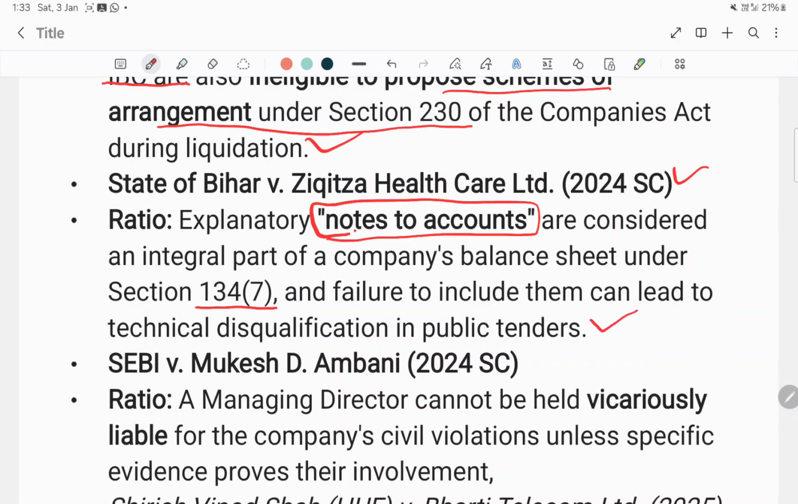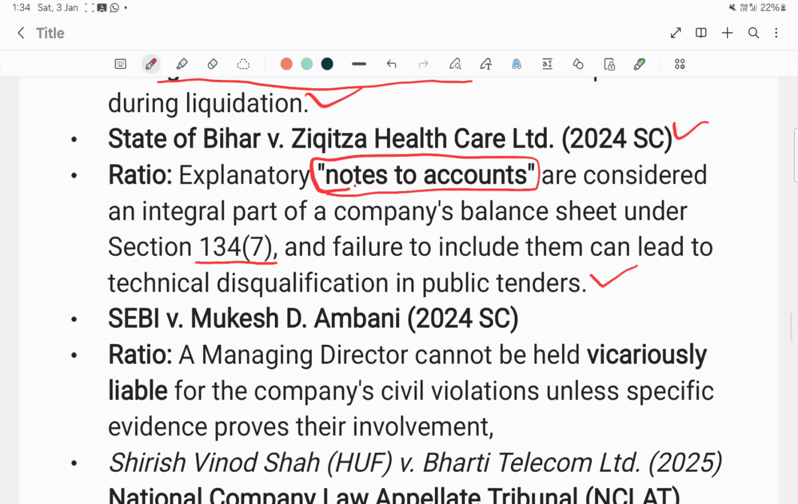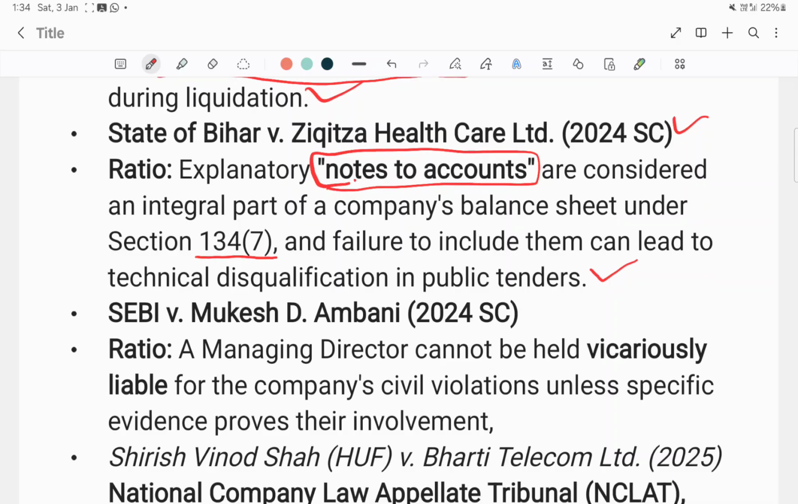So whenever any person wants to get a tender from a company, then under Section 134 subclause 4, there must be some qualification with regard to that. He must provide notes to the accounts. An explanation has to be given by that person.